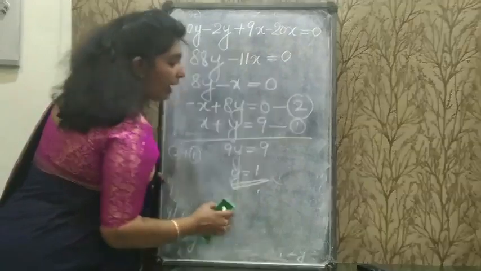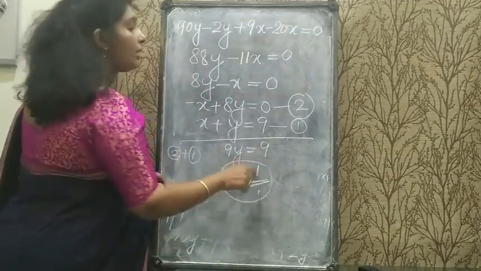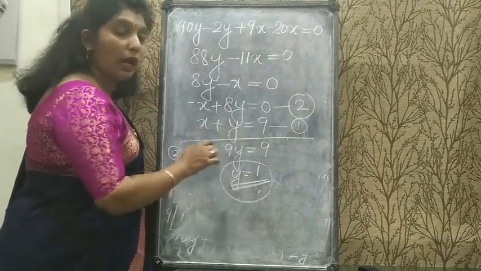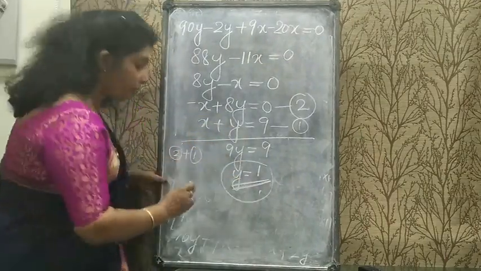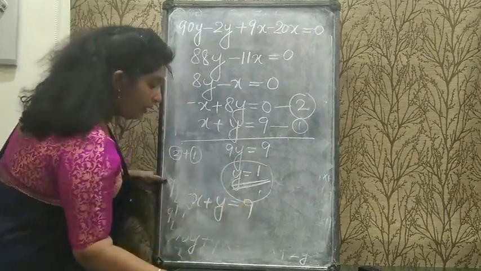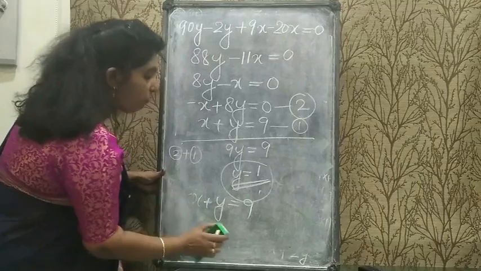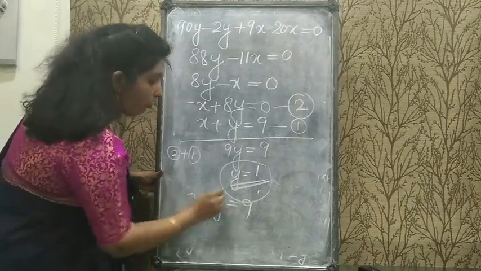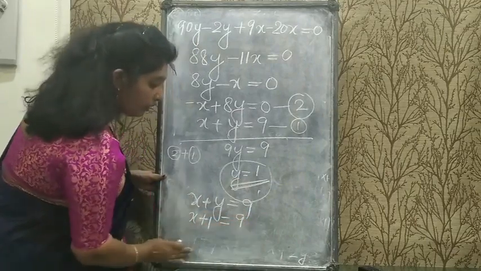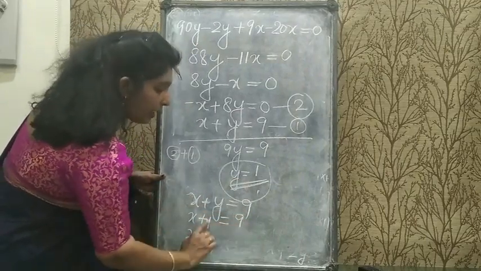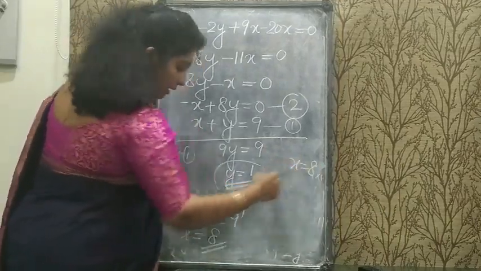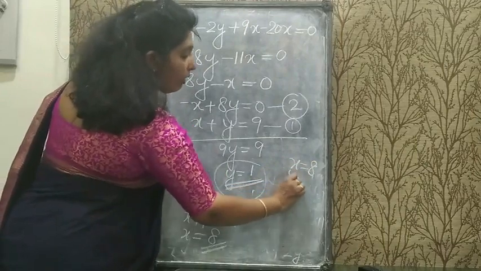After getting the y value, I will put it in any one of the equations. Here the simplest equation is x plus y is equal to 9. So I will put y equal to 1 in this equation. In place of y, I will put 1. So x plus 1 is equal to 9. So x will be 9 minus 1, which is 8. It means I got x as 8 and y as 1.